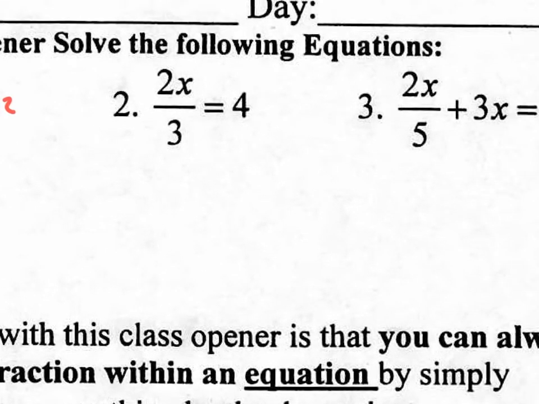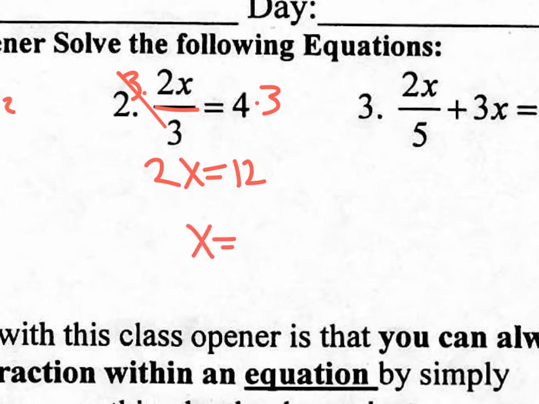Number 2, again, you don't want the divided by 3, so you're going to multiply by 3. Multiply by 3, it cancels. You get 2x equals 12, which means that x equals 6 when you solve it.